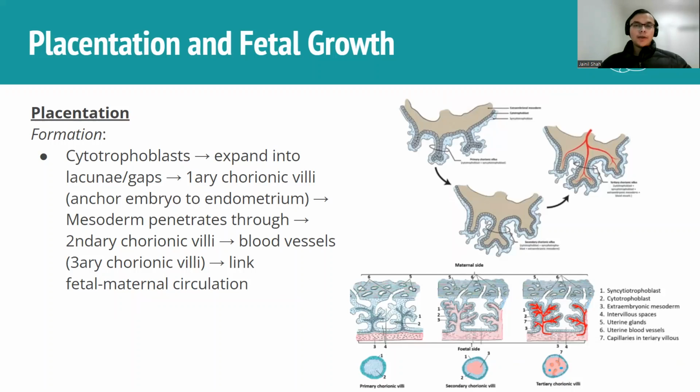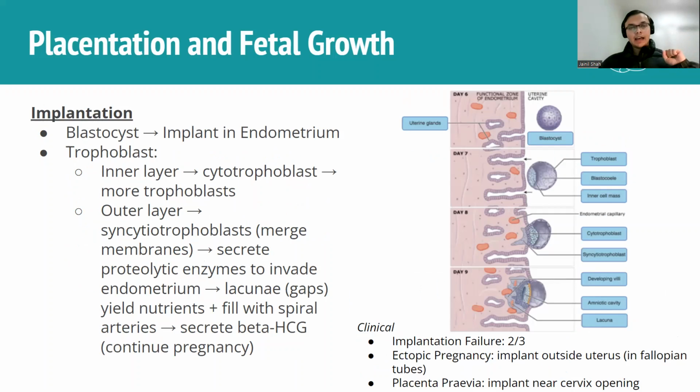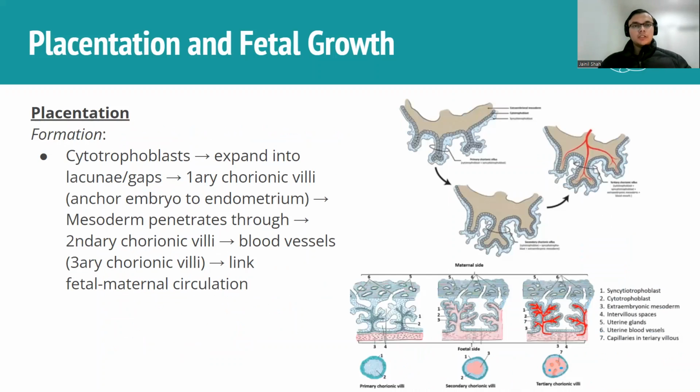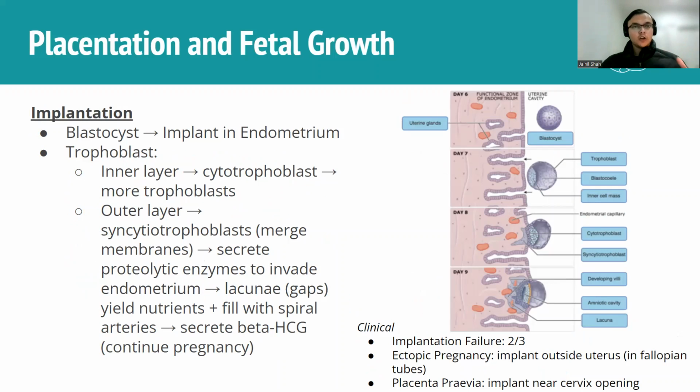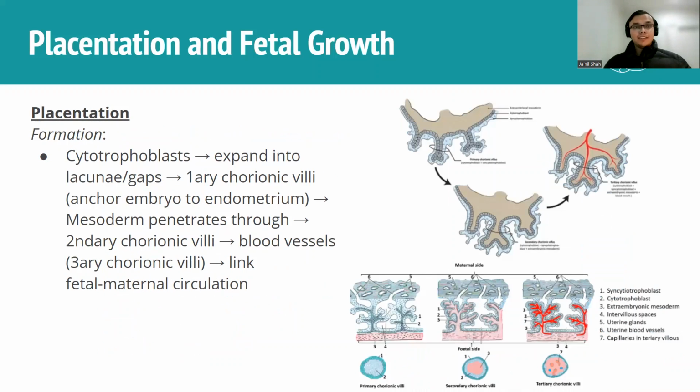So we're now going to talk about how exactly we go from an implanted blastocyst within the endometrium to forming this placenta, which is the interface between the maternal and fetal circulations. So what happens is the cytotrophoblast cells we talked about before, which again are formed by the inner layer of trophoblasts, are going to expand into the lacunae and gaps that were created before by the syncytial trophoblasts and the digestive enzymes. And when they do that, they initially form what's called the primary chorionic villi. And these are sort of anchoring structures that anchor the embryo or the developing fetus to the endometrium.